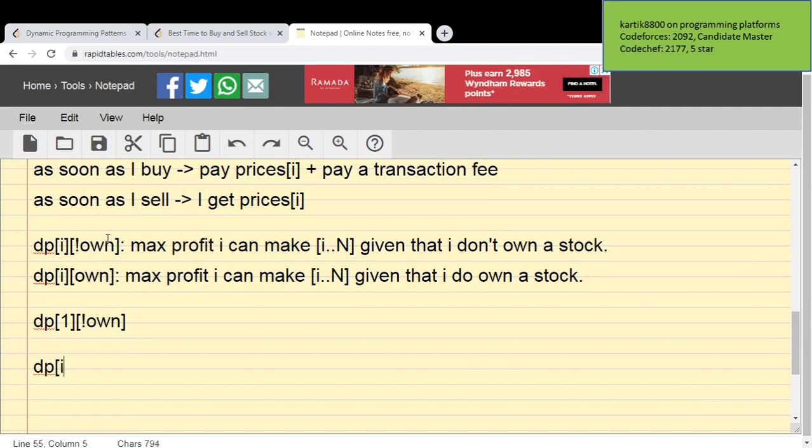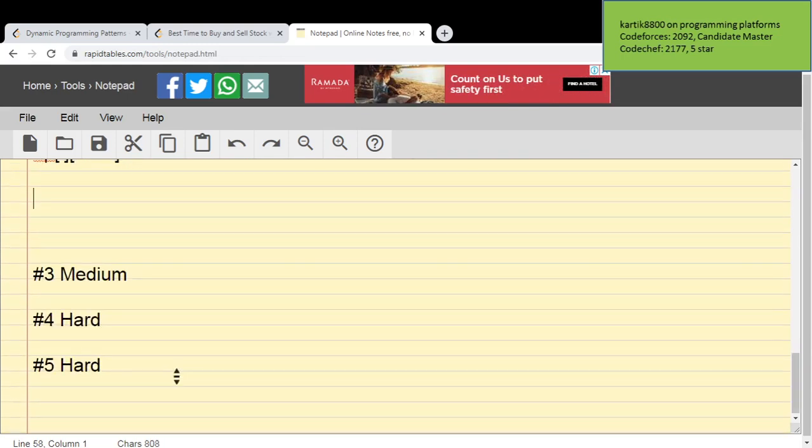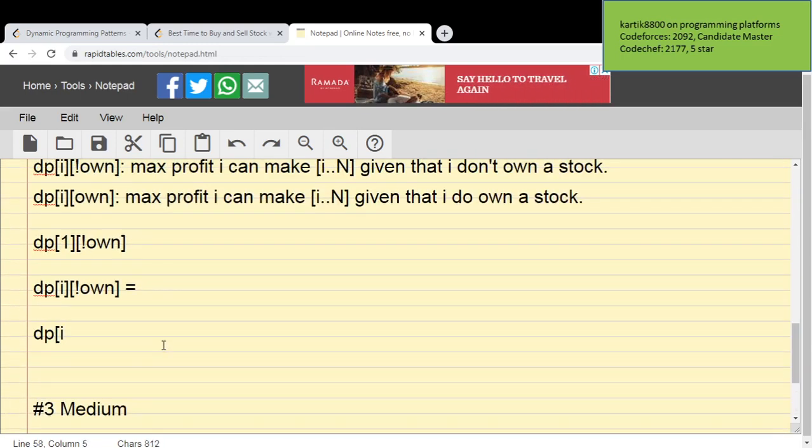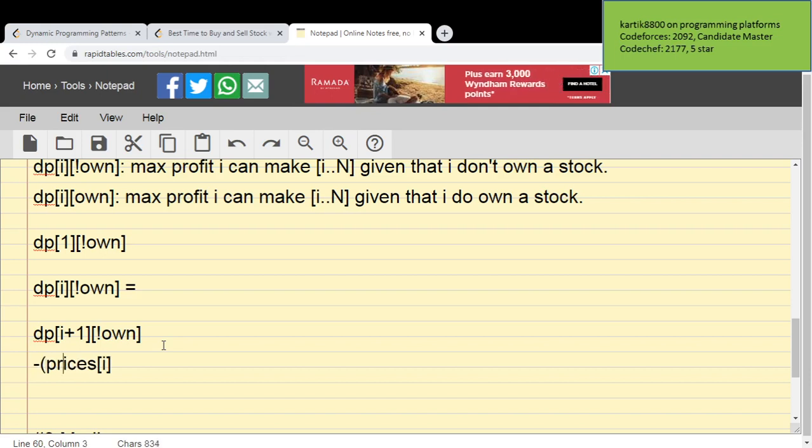So let's build for DP I not own. Now we know that when I'm not even owning a stock, I have two options, right? Either I buy one or I don't buy one. If I do not buy one, then I need to find what is the maximum benefit that I can make from day I plus 1 till n, given that I don't own a stock. But if I do buy a stock, that means I lose some money first of all. I lose prices at I, and I also lose a transaction fee.